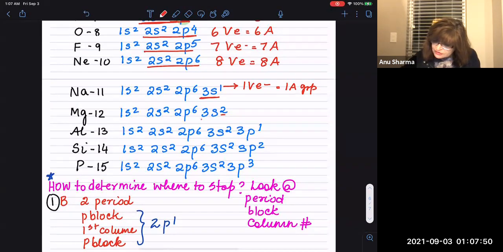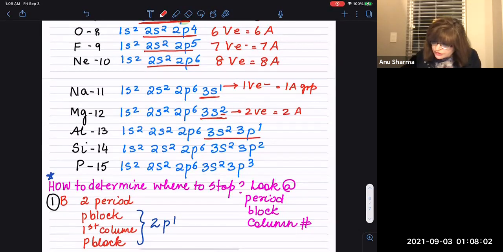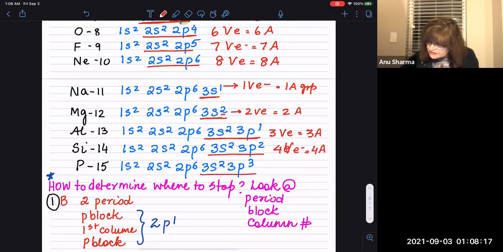2 valence electrons, 3s2, only 2 valence electrons. That is why this is present in group 2A. This one is s2 and p1, so all of this together is 3 valence electrons. So 3A. 4 valence electrons, 4A. 5 valence electrons, 5A.